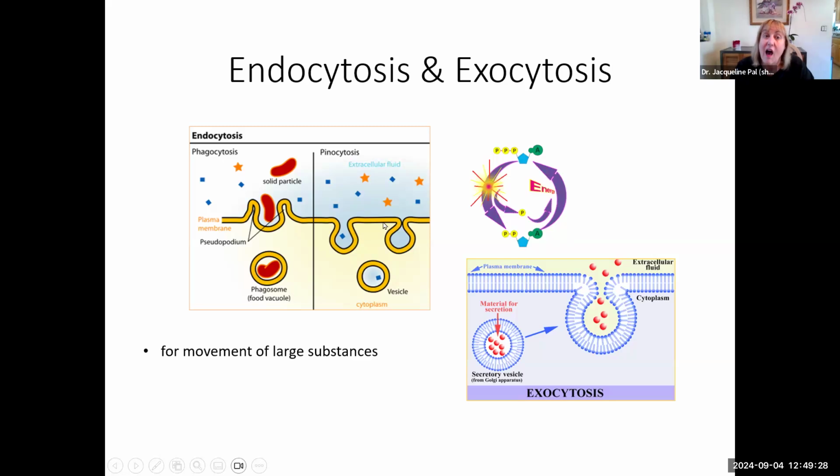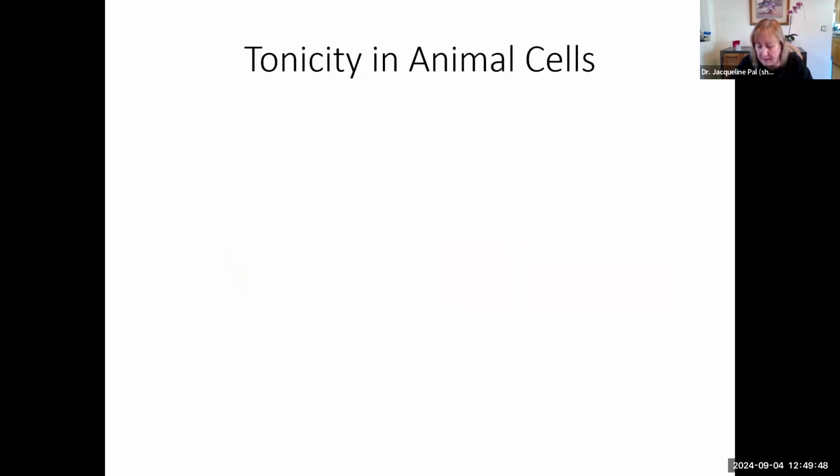And now the stuff that was inside that vesicle would be in the extracellular space. Okay. All of these processes, whether it's phagocytosis or pinocytosis, so all types of endocytosis as well as exocytosis, are going to require ATP. This is work. This is the cell working.